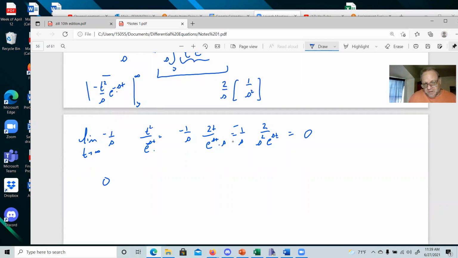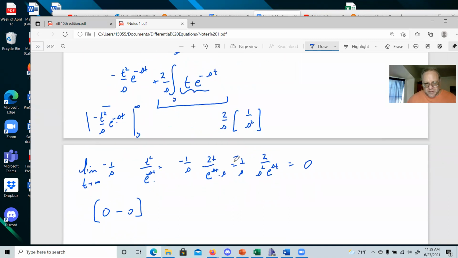If I put 0 in for t, we get 1. 0 times 1, 0. So this was going to be plus 2 over s. And using our previous answer from the previous problem, we end up with 2 over s cubed. So the Laplace transform of t squared is equal to 2 over s to the 3.